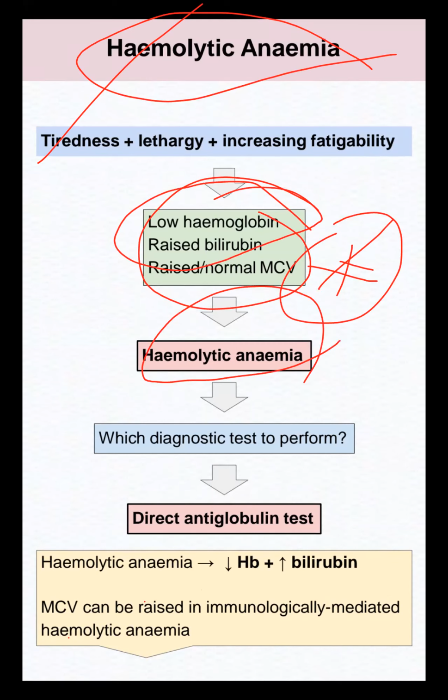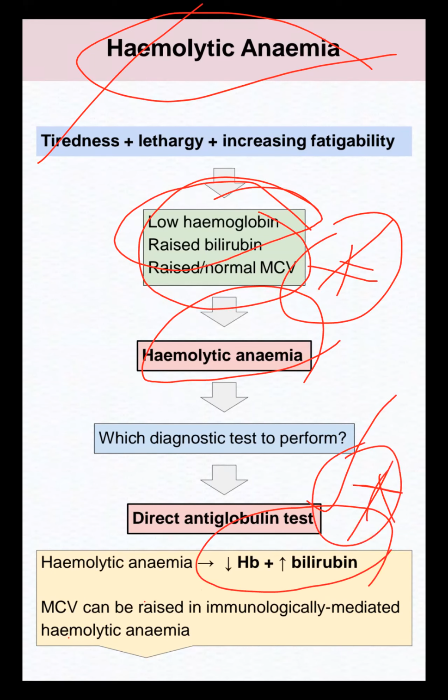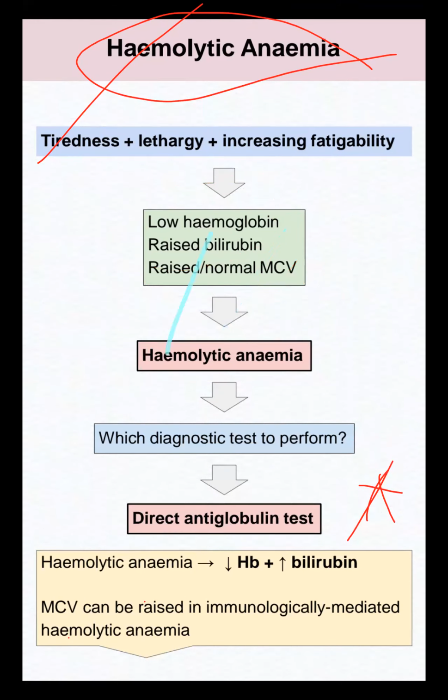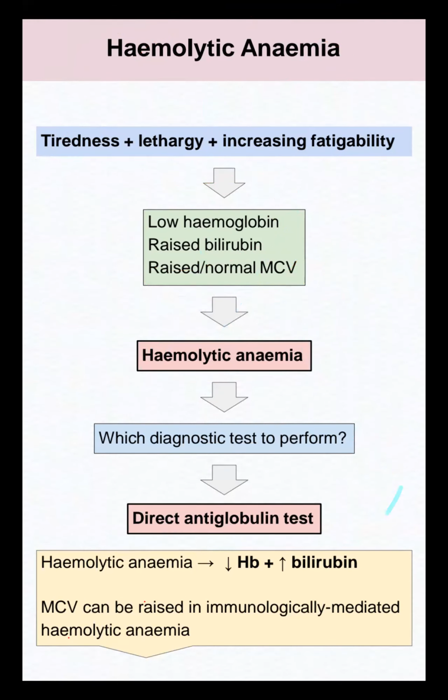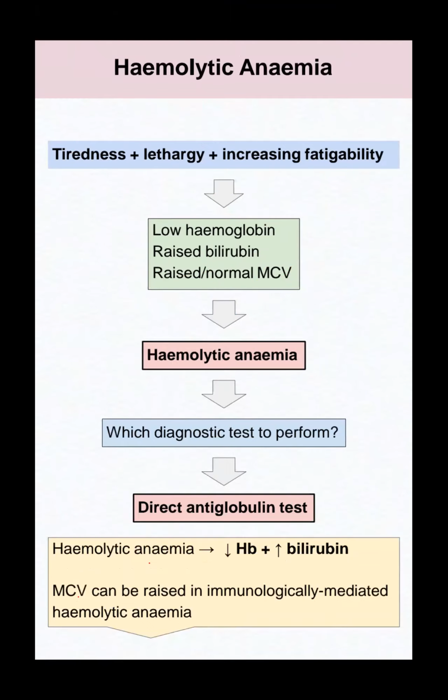Hemolytic anemia, so for diagnostic purposes what do we have to do? We have to do the direct antiglobulin test, in which hemolysis is revealed. This is the point we have to remember strongly. MCV can be raised in immunologically mediated hemolytic anemia. My dear candidates, remember this chart strongly. Don't be confused by the MCV level.